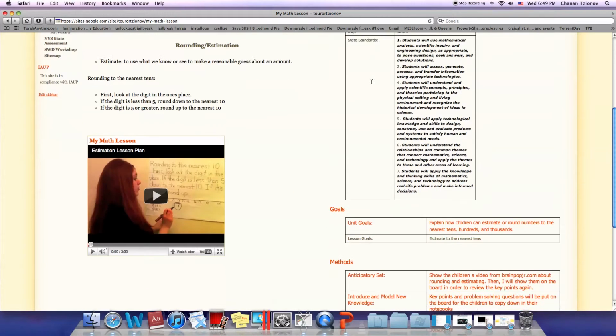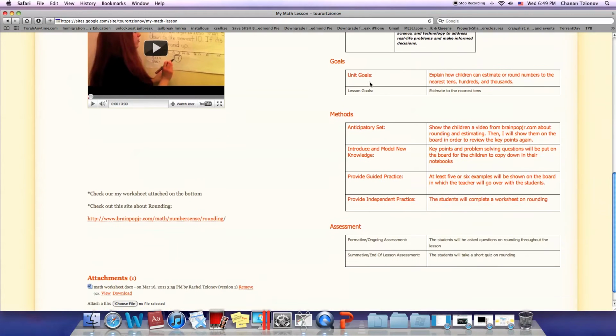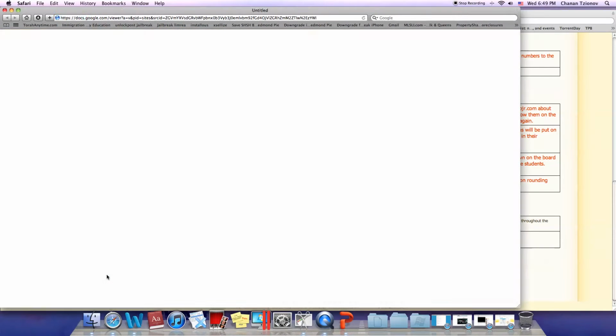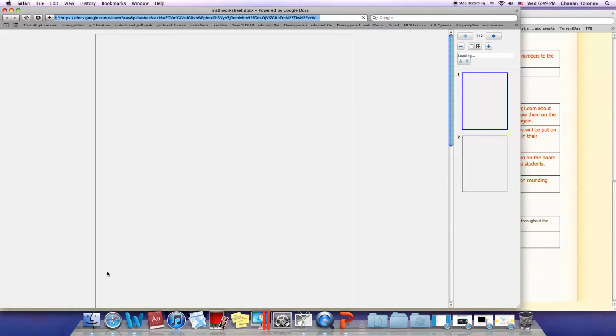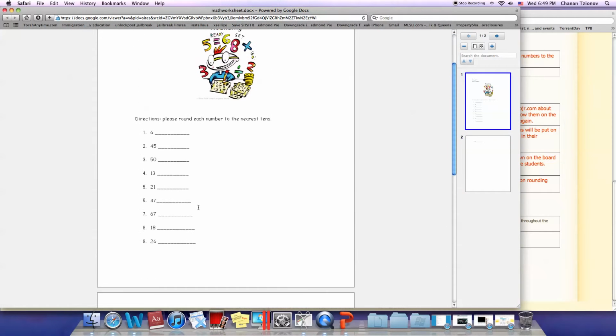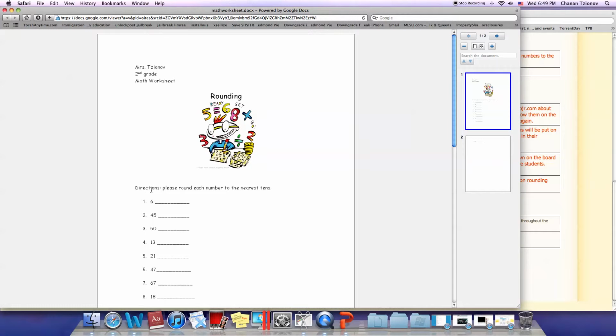It has a lesson overview, the goals, the methods, and assessment. Part of my lesson was a video from brainpopjr.com. You can definitely click it and see the video. On the bottom, as an attachment, you can see my math worksheet, which I would give to the students. Basically, the directions say, please round each number to the nearest tens.